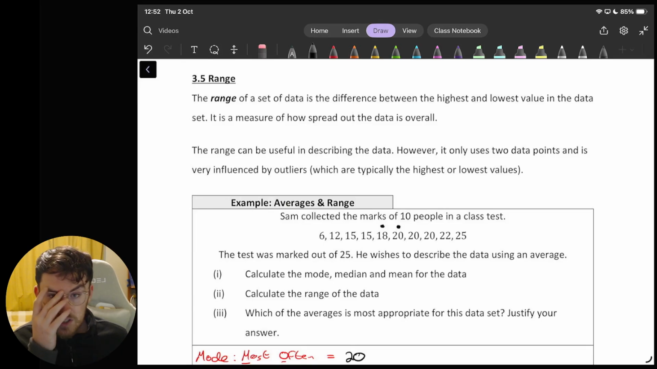I've put a note here to say that the range is very useful in describing the data because it tells us how spread out everything is, but because it only uses 2 data points, it can be influenced by outliers. An outlier is a value that stands out from the rest of the values, so it doesn't fit in with the typical values of the data set. Because those values would often be the highest or lowest values, the range can be very affected by them, so it can make us think that our data is much more spread out than it is.